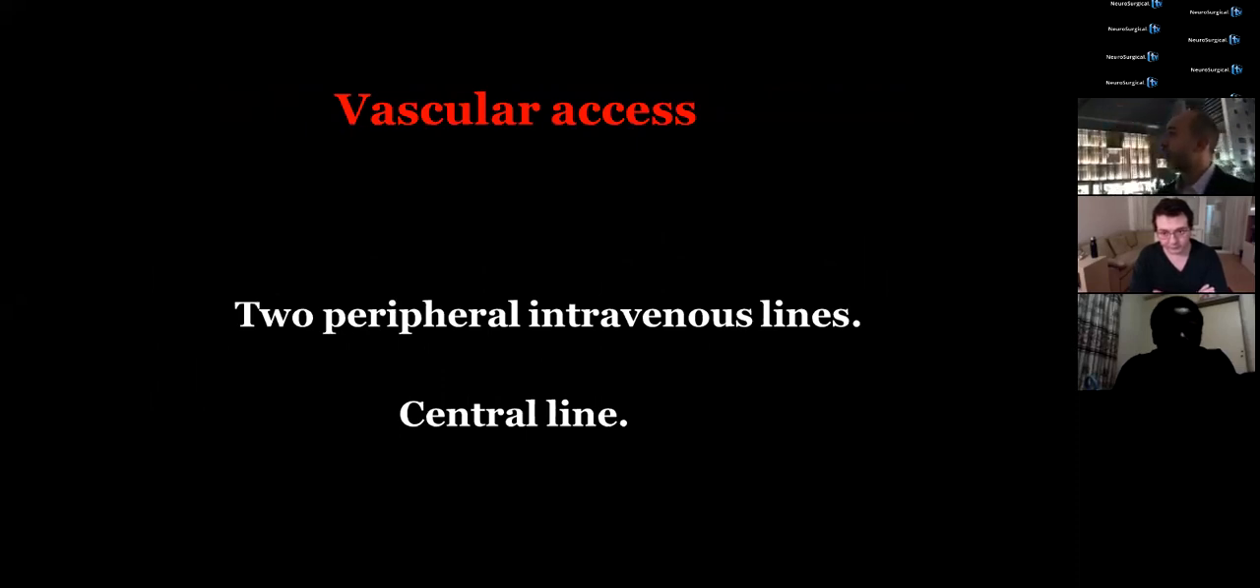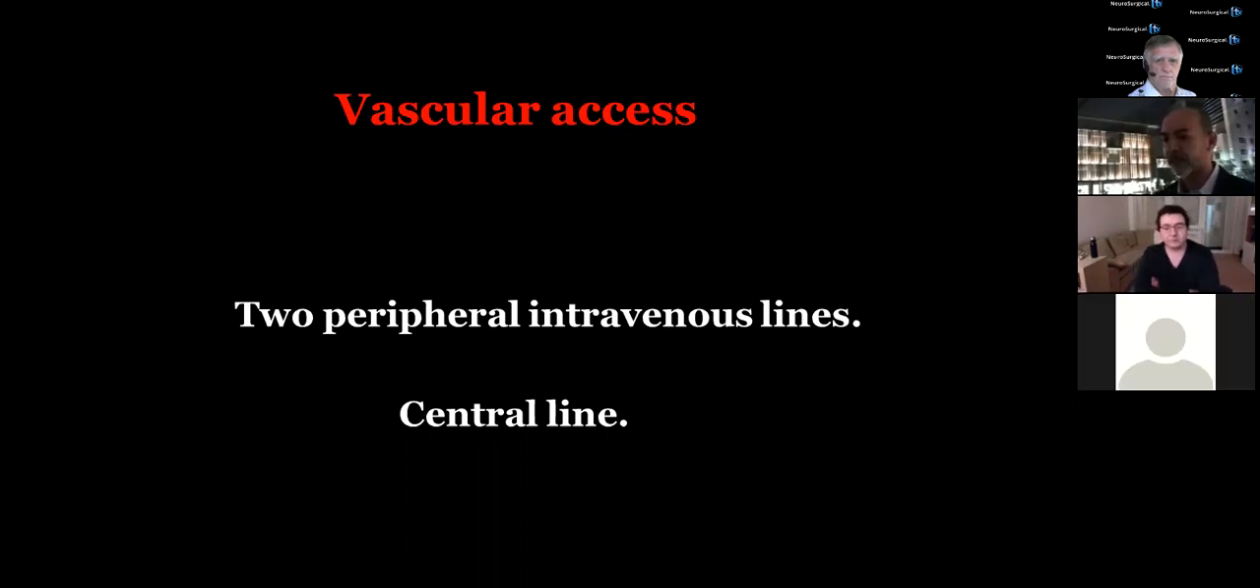One major issue that we face during cases with craniopharyngioma is the vascular access. Whenever you anesthetize a patient with craniopharyngioma, you have to secure at least two peripheral intravenous lines, and we should always consider a central line in case we need inotropes intraoperatively and postoperatively, and in case we face diabetes insipidus intraoperatively, which is rare as compared to the postoperative period. Then we might need either desmopressin or vasopressin infusion.